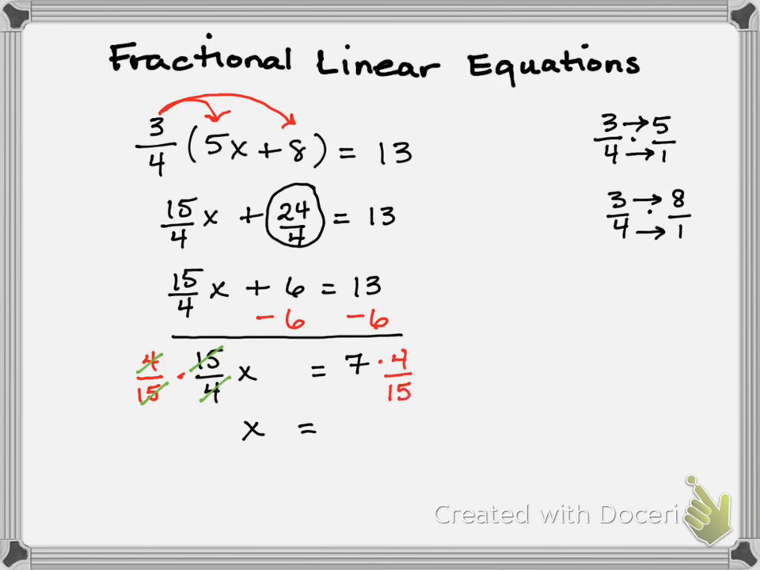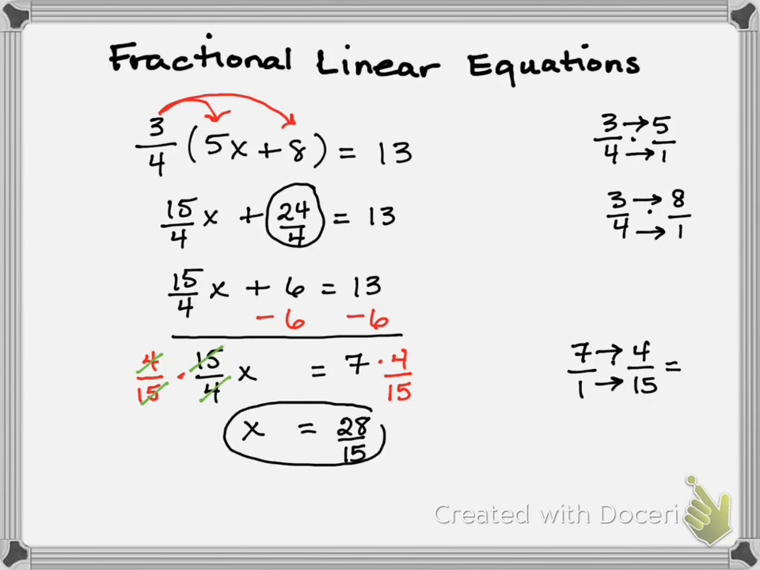Okay? And then multiplying 7 by 4 over 15 is like saying 7 over 1 times 4 over 15. So I'm going to multiply those numbers. That becomes 28 over 15. Now neither 28 nor 15 can be reduced any further because neither one has a common factor to reduce by. So my final answer will be in improper form: x equals 28 over 15. Hope this helps.